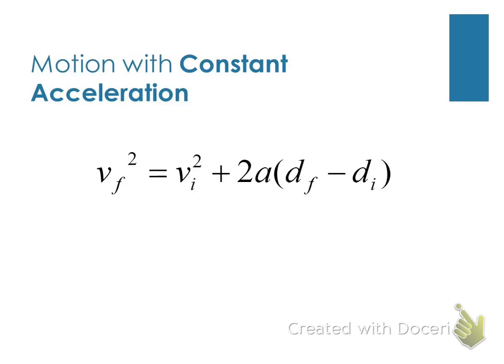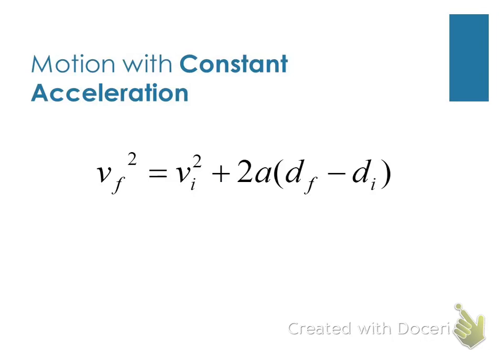Okay, so our third kinematics equation. Velocity final squared equals velocity initial squared plus 2a times final displacement minus initial displacement. So those 3 should go on your equation sheet. Those are your big 3. We'll use them over and over and over again. Put a box around those.